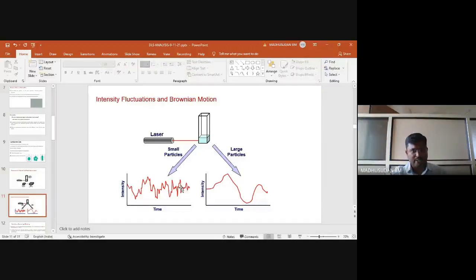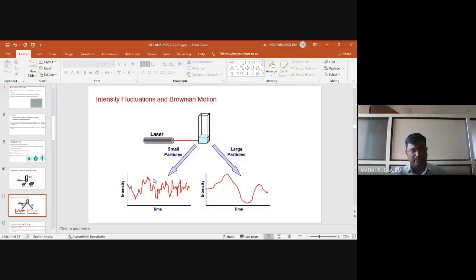As I mentioned earlier, whenever the particle size is smaller, the fluctuation or the Brownian motion is higher. In the case of larger particles, since the particle size is higher, the fluctuation is a little lesser compared to the smaller size particle. Hence, the fluctuation intensity is also lesser in the case of this larger particle. And you can see the fluctuation intensity is very high, with many ups and downs, in the case of the smaller size particle.